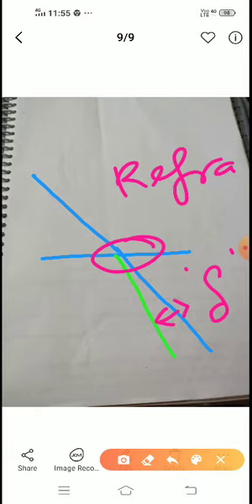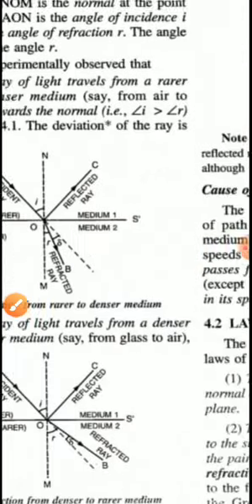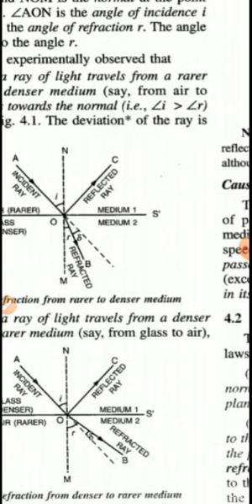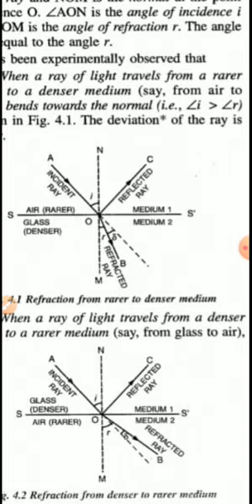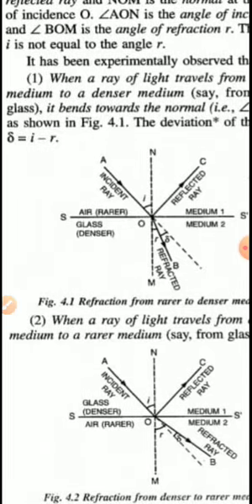Now let's go back to our diagram. There you can see angle I is greater than angle R. Angle I is greater than angle R. Therefore, your deviation formula should be I minus R. The deviation formula should be I minus R.